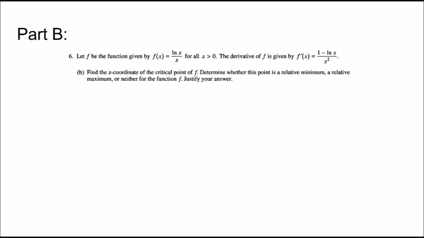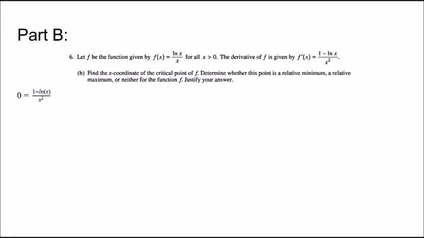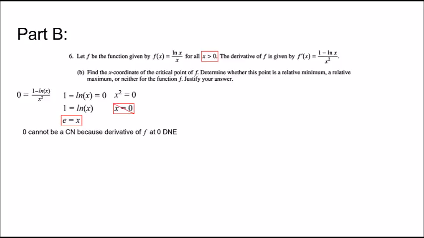Part B asks us to first find the critical point of f, then to use this point to determine if it is a relative maximum, minimum, or neither. A key thing to notice here is that the problem says to justify your answer. As soon as we see justify, we know that we will need to write a sentence explaining our answer. Since the problem gives us the derivative of f, we must start by setting both the numerator and the denominator equal to 0. However, we notice that x is greater than 0, so we are able to rule out 0 as a critical number. Solving for the numerator, we find that the critical number is e.